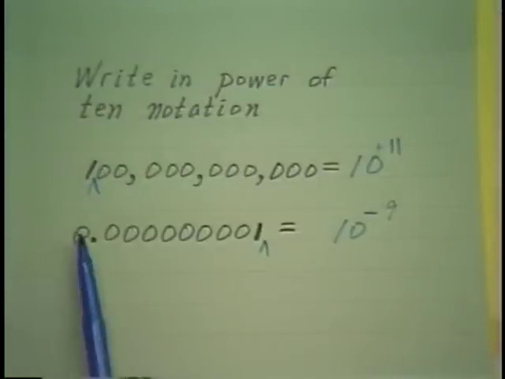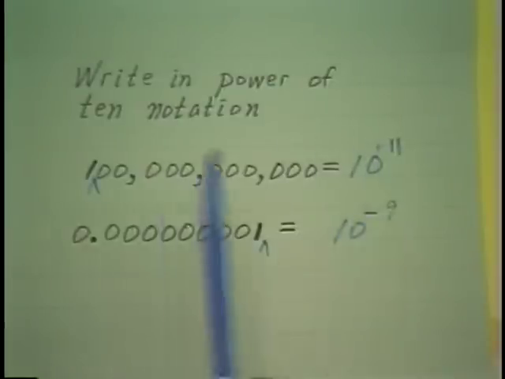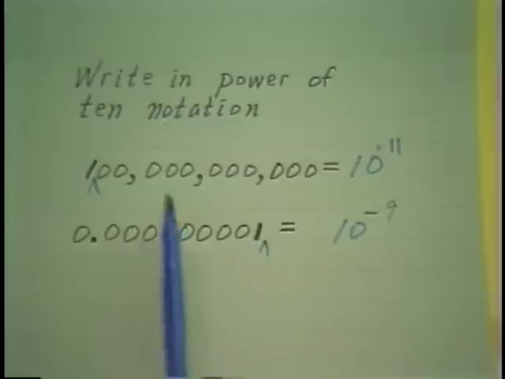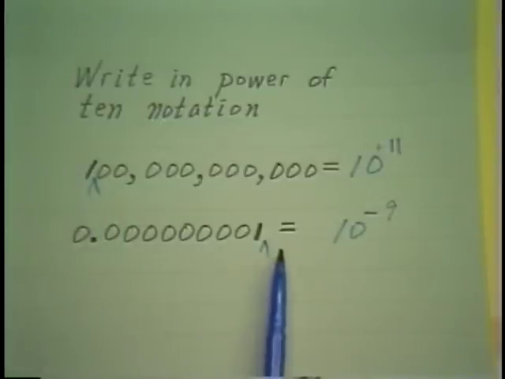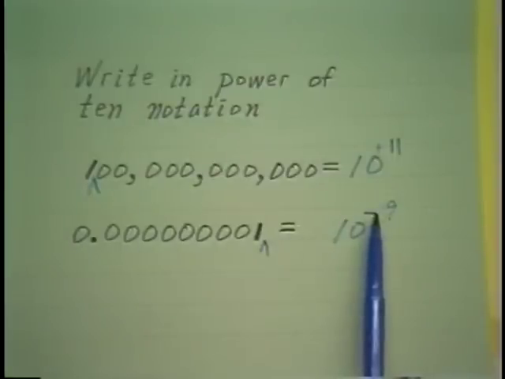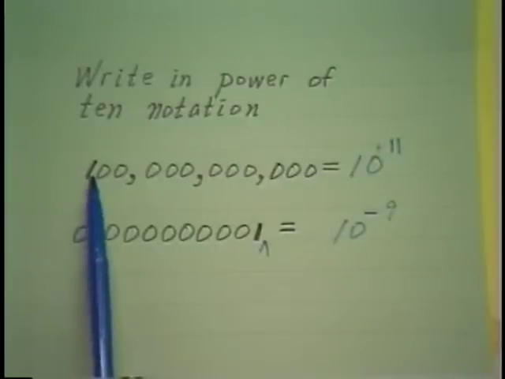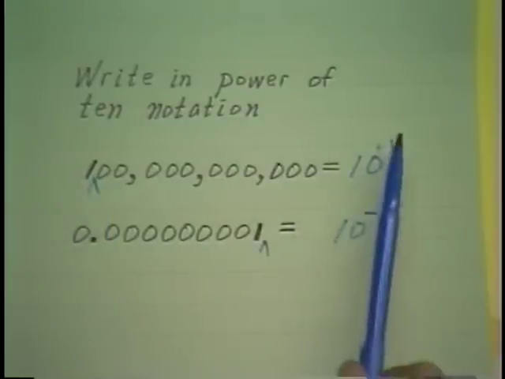So this we will express as 10 to the negative 9th power. So it's getting to that 1 that is a critical thought. I have to move it 9 places to get to 1, and since the number is less than 1, it's a negative exponent. Here I have to move it 11 places to get to the 1, so we call that 10 to the 11th.